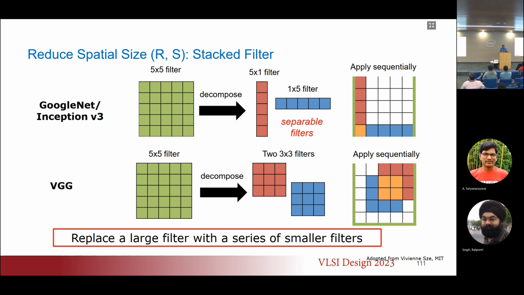VGG, which comes from the University of Oxford, for example, created a 5 by 5 filter by multiplying 2 3 by 3 filters. But each filter is moving not with a stride size of 1, but a stride size of 2. And so you see that corner, how they overlap, and it becomes a 5 by 5.